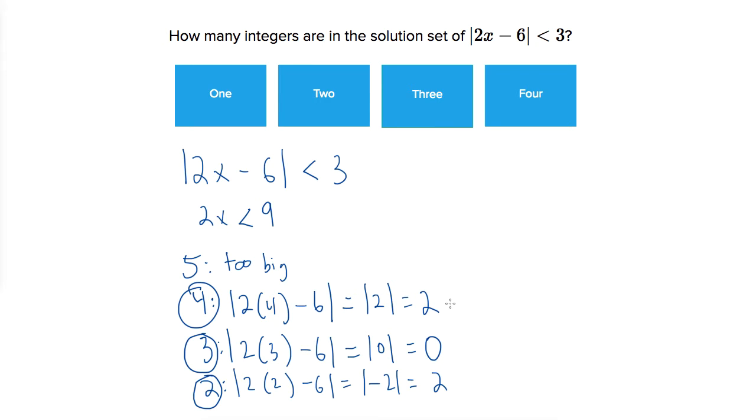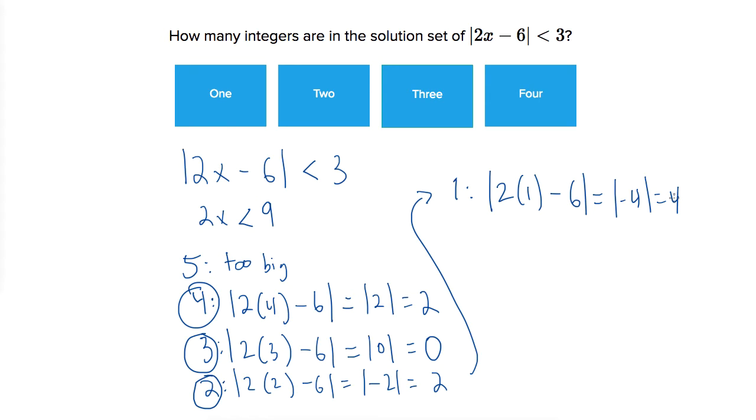Now we can see a sort of trend here. It seems that we may have a little bit of a curve with our numbers where we were going downwards to 0. Now we're going back up, but we're probably going to pass 3 again is my guess. So let's try 1 now. That's going to be absolute value of 2 times 1 minus 6, which is equal to 2 minus 6, which is absolute value of negative 4, which equals 4, which is not less than 3. So this does not work. So there were 1, 2, 3 integers in this solution set.